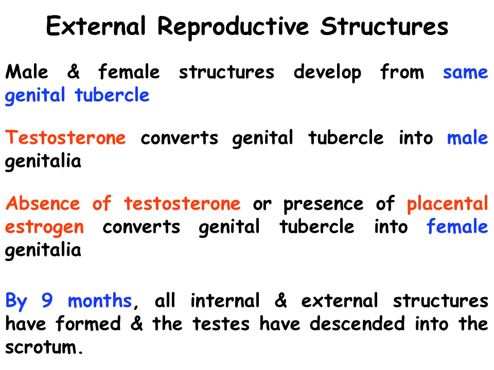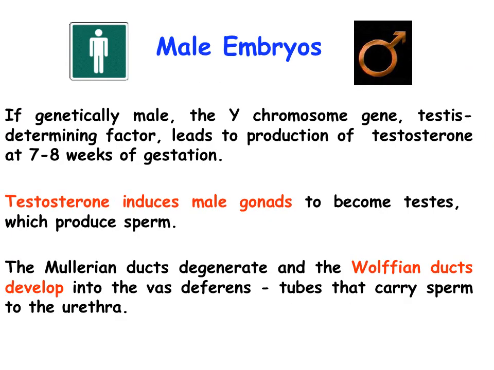The external reproductive structures develop then, both the male and the female, from the same genital tubercle. Testosterone, not surprisingly, will convert the genital tubercle into male genitalia, and the absence of testosterone or the presence of placental estrogen will convert it into female genitalia. And by 9 months, all of the internal and external structures have formed, and the testes have descended into the scrotum.